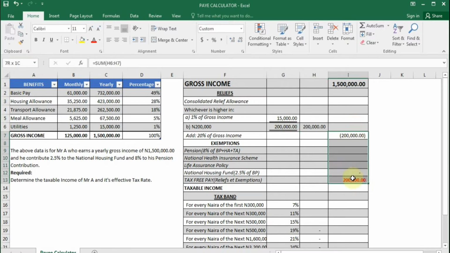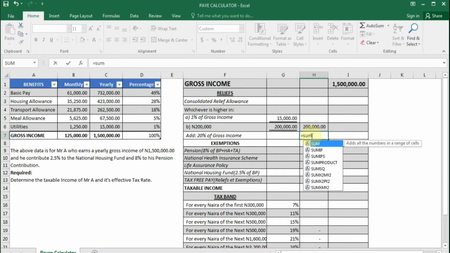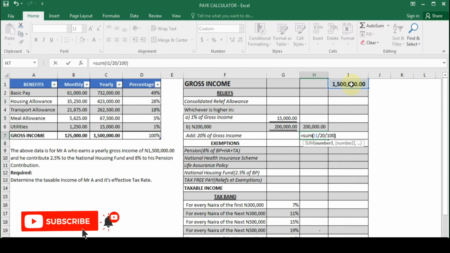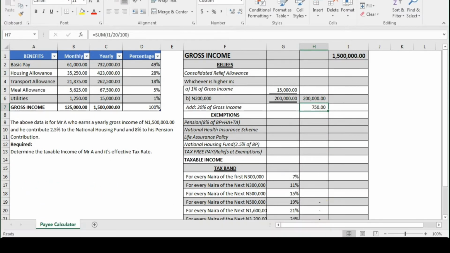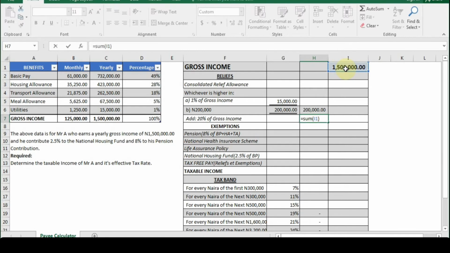Everywhere is linked together. Let me make sure I delete them, and I can show you how I did that. Then for 20% of our gross income, we say equal to SUM, open bracket, this gross income, close the bracket, multiplied by 20 divided by 100. That's how we get 20%. So that's 300,000. We come towards this area and add both figures together, this and this. So we have 500,000.